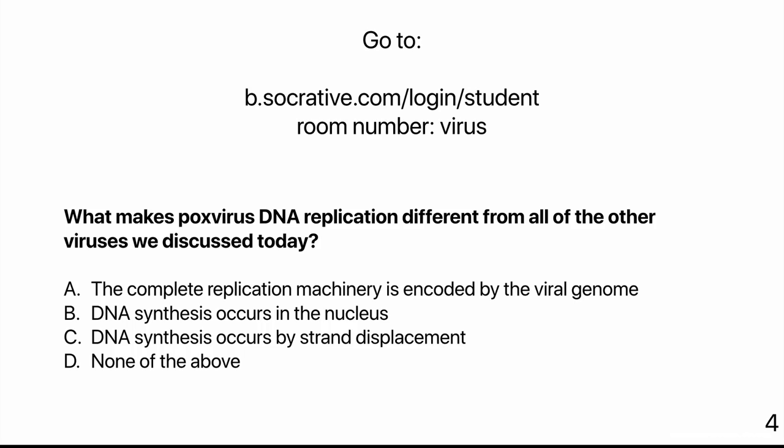Our last question today, what makes poxvirus DNA replication different from all of the other viruses we discussed today? A, the complete replication machinery is encoded by the viral genome. B, DNA synthesis occurs in the nucleus. C, DNA synthesis occurs by strand displacement. D, none of the above.